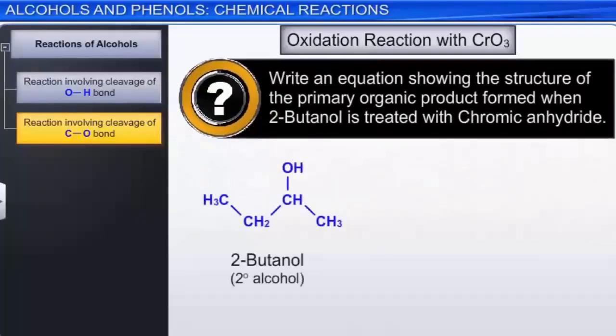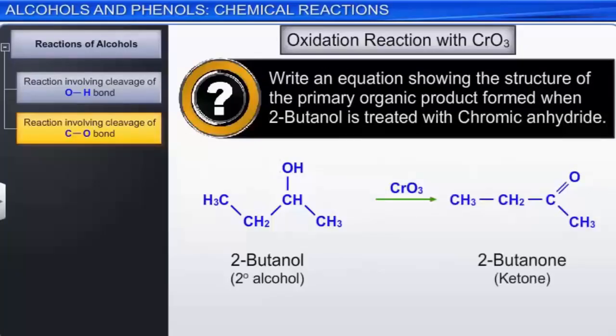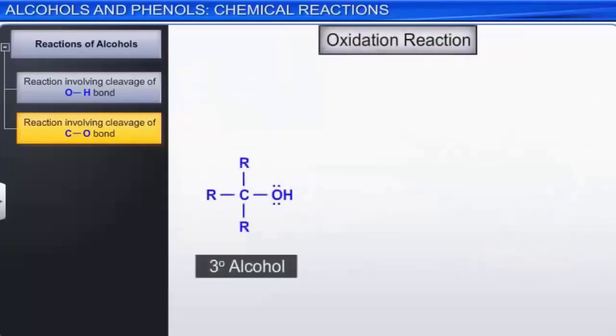2-butanol is a secondary alcohol. Chromic anhydride oxidizes secondary alcohols to form ketones. The product is 2-butanone. Tertiary alcohols don't undergo oxidation reactions.